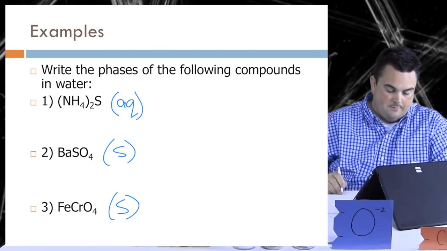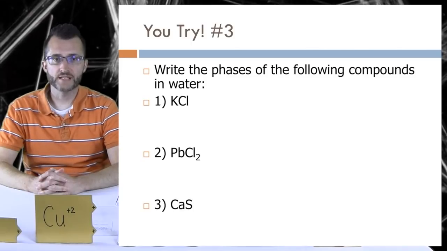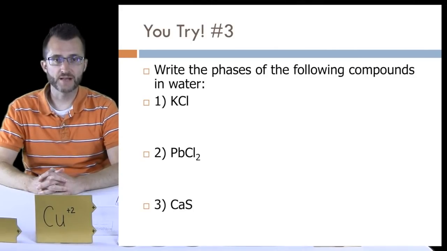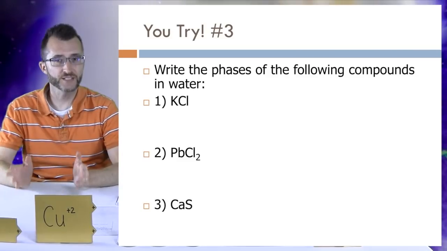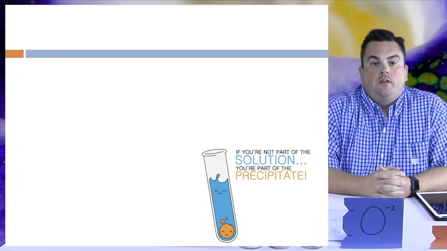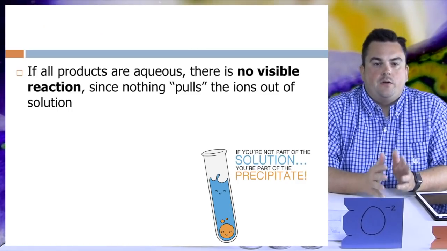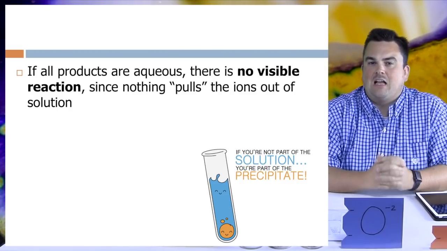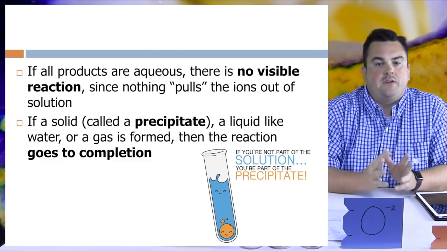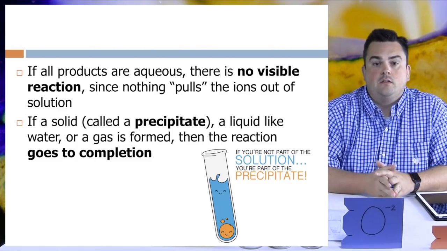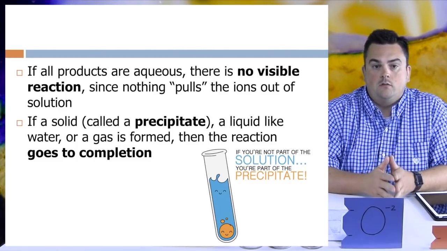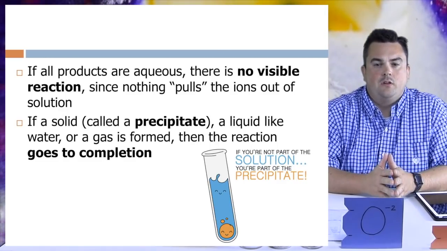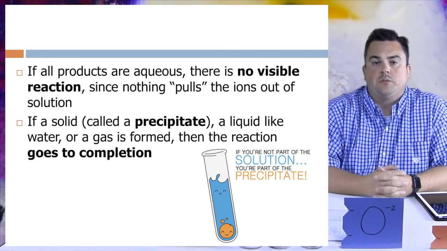Very good. You try number 3. Write the phases of the following compounds in water. Make sure you very carefully use table F. If all products are aqueous, there is no visible reaction, since nothing pulls the ions out of solution. If a solid, called a precipitate, a liquid, like water, or a gas is formed, then the reaction goes to completion. In other words, not all of our products are aqueous.